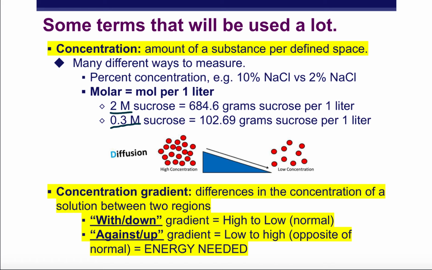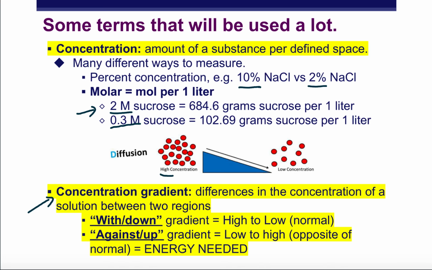It just means there's more solute in the thing with a higher number. Likewise, we might use percentages, but again, as long as you recognize that 2% is less concentrated than 10%, you should be fine. Another term we're going to use quite a bit is concentration gradient. This refers to differences in the concentration from one region to another region.